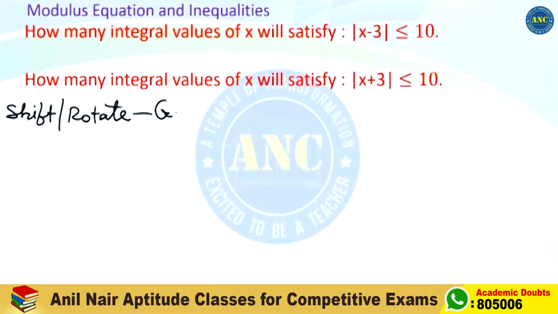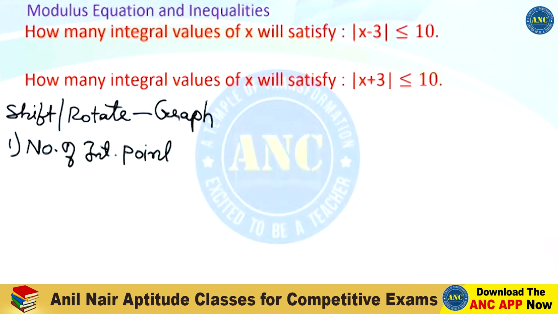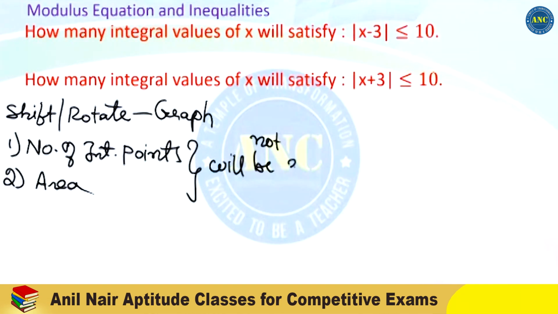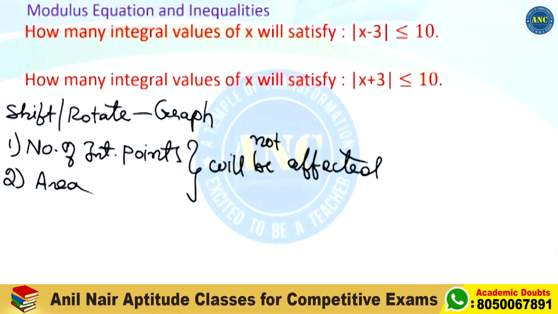If you shift the graph or rotate the graph, the number of integral points won't change. The area of the graph will not change. These two will be unaffected. That means if you shift it from left to right, or from top to bottom, the number of integral points will not change and the area of the graph also will not change.